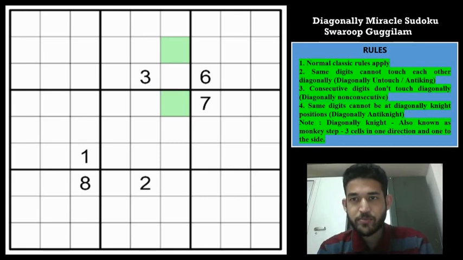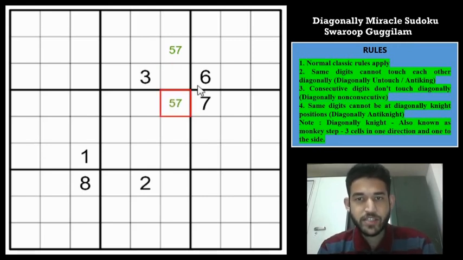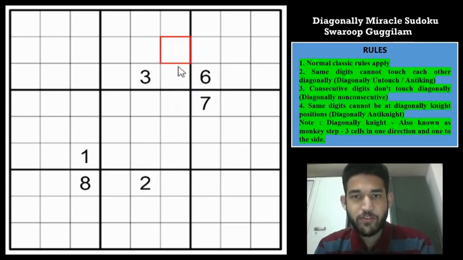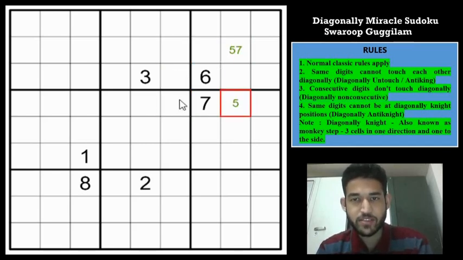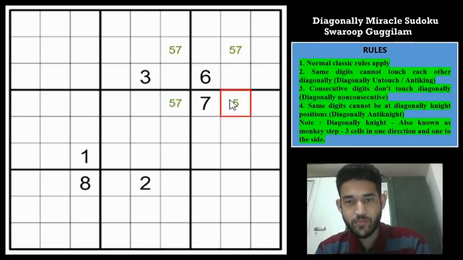So the next rule is consecutive digits don't touch diagonally. Okay, so we know that 6 and 6 can't be here. We also now know that 5 and 7 can't be placed in these cells, because then 5 and 7 will be consecutive to 6 and we will have a violation of the rule. However, it's perfect for 5 and 7 to be here. The rule only states that you can't have consecutive digits diagonally touching. Okay, so 5 and 7 can't be in any of these cells, right? So this is the second rule.